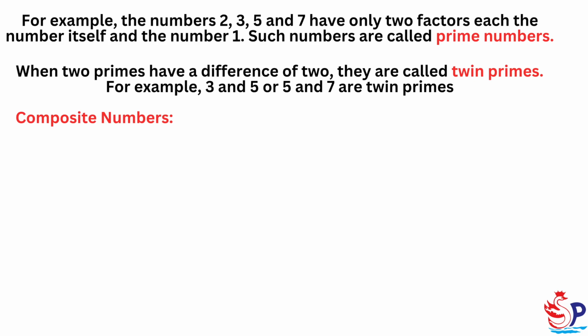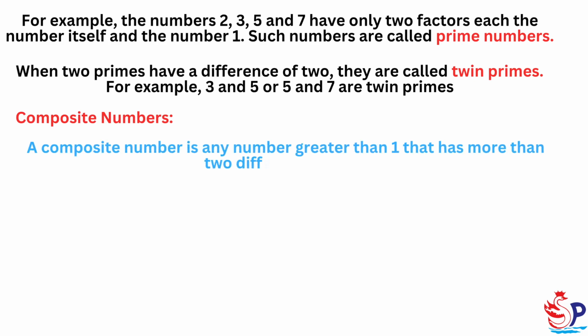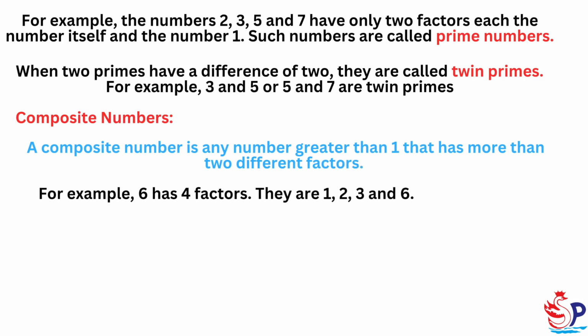Composite numbers. A composite number is any number greater than 1 that has more than 2 different factors. For example, 6 has 4 factors. They are 1, 2, 3 and 6. 6 is called a composite number.